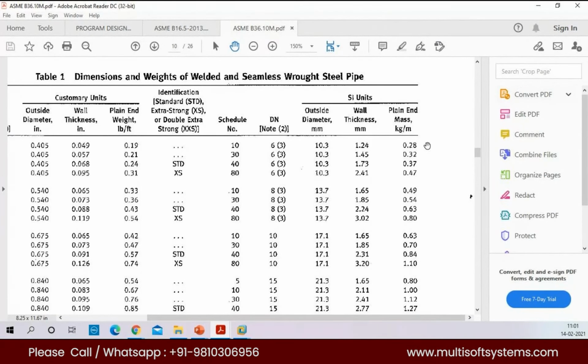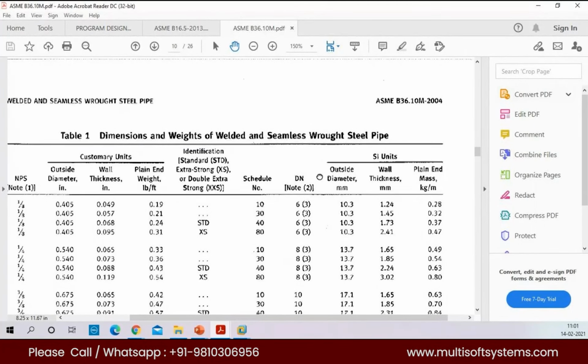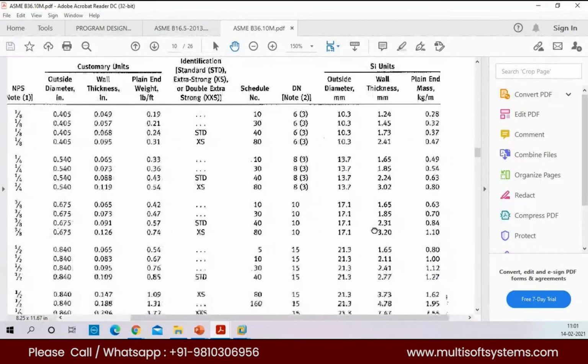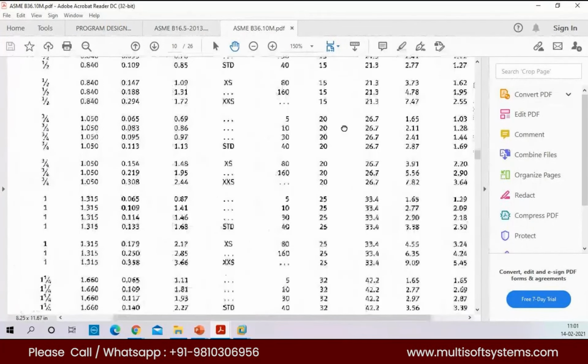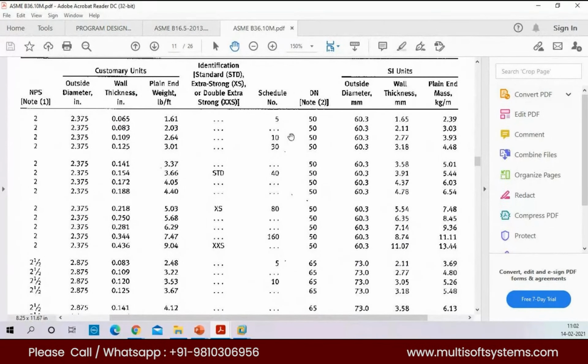If you are going to work on ASME pipe, B36.10 gives the wall thickness for the pipe. There are schedules. If you go for the 2-inch pipe, we have schedule 5, 10, 30, 40, 80, 160. For 2-inch pipe, schedule 160 means the thickness is always 8.74. This is the world market standardization of the pipe wall thickness. There is non-standard also, so that is not specified.